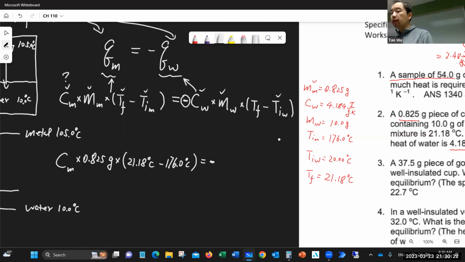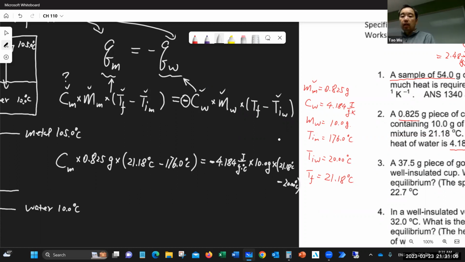Okay, negative specific heat of water, 4.184. This is joule per gram per Celsius, and then multiply the mass of water, which is 10.0 gram, and the final temperature, which is 21.18 Celsius. Subtract the initial temperature of water, which is 20.00 Celsius. You see, everything on the right side is a number, so you can figure it out. Everything on the left side, only the specific heat of the metal is unknown. So we should be able to solve the problem.